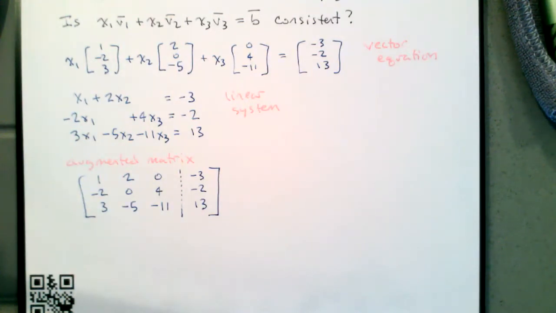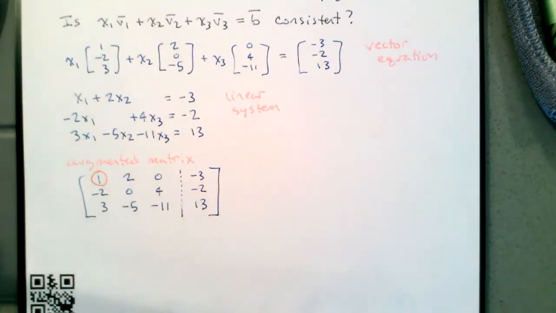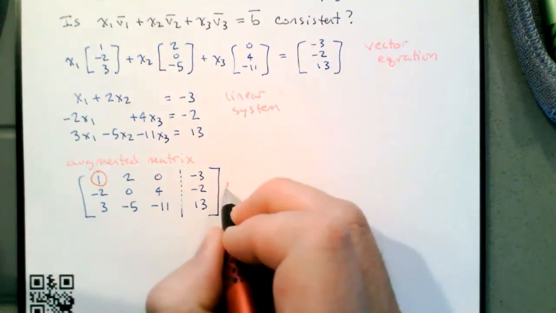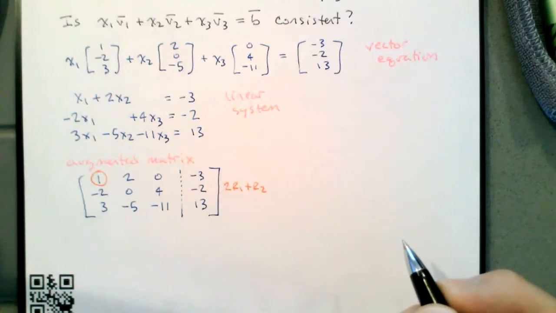So I will need to start in the upper left corner and see, can I do a pivot there? And the answer is yeah, there's a 1 there. Remember that the pivot process is get a 1 and use the 1 to zero out the column. Then move right and down until you're all out of pivots. So I'm going to do 2 times row 1 plus row 2. 2 row 1 plus row 2 is my new row 2.